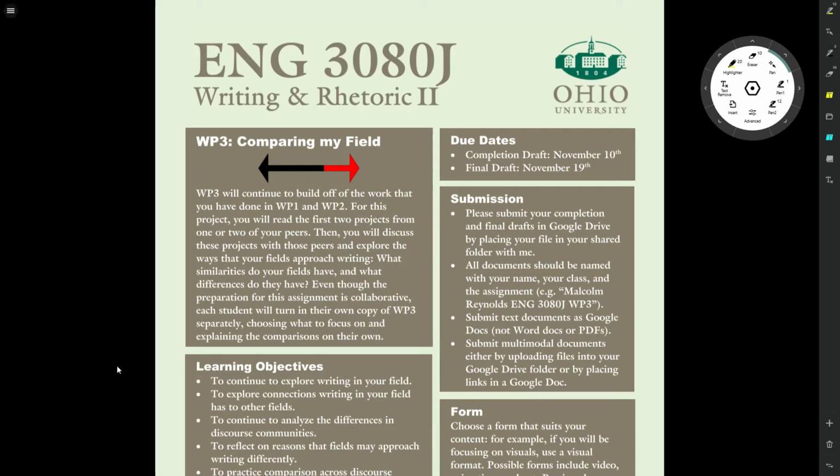All right, now we're ready for WP3. WP3 builds off of WP1 and 2. What you'll be doing for this class is looking at a peer's first and second writing projects and comparing them to your own to see what similarities and differences your two fields have. I will be assigning you somebody else to work with.